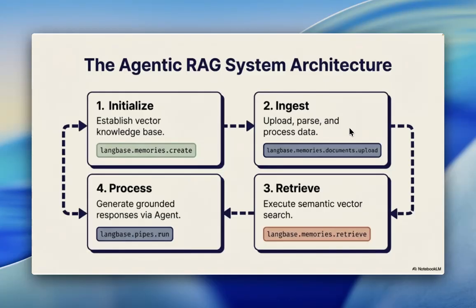The agentic RAG system architecture. So you first establish the knowledge base using initialize, then you ingest, upload, parse, and process data, with langbase.memories.documents.upload, and initialization is done by langbase.memories.create. Then you retrieve, executing semantic vector search, which is langbase.memories.retrieve. Then you process, generating a grounded response via the agent, which is langbase.pipes.run.